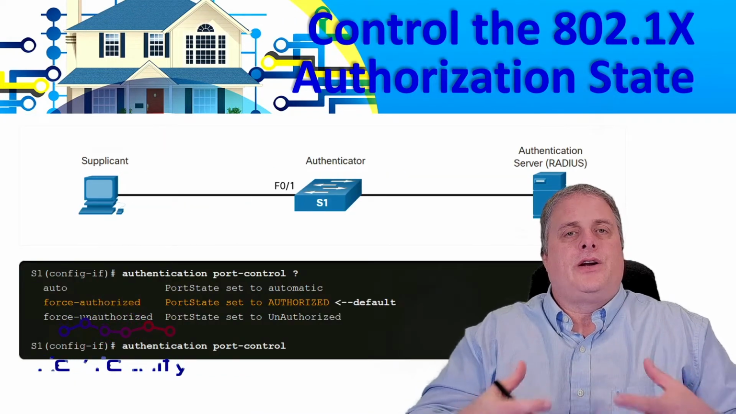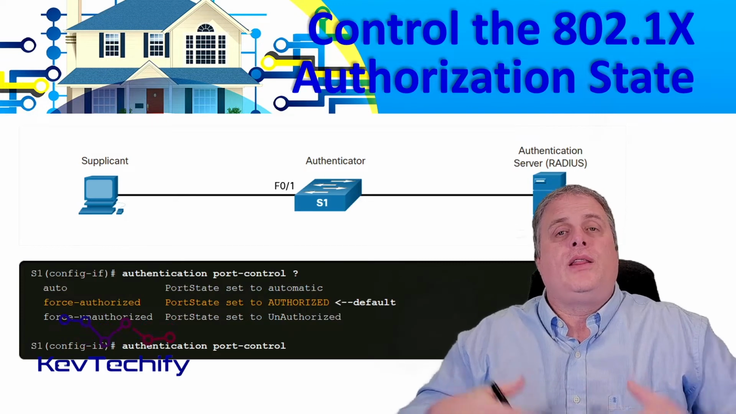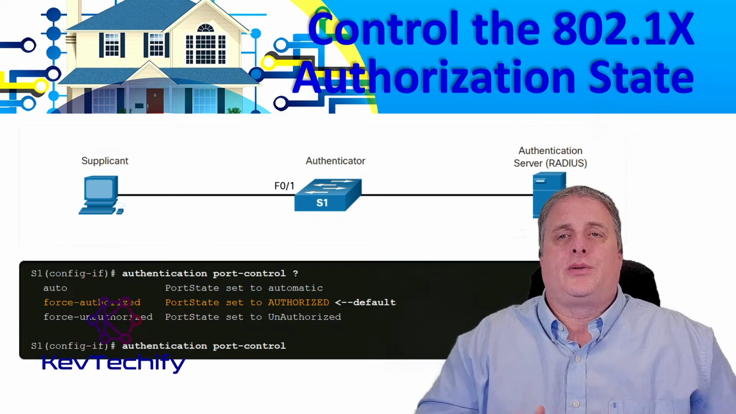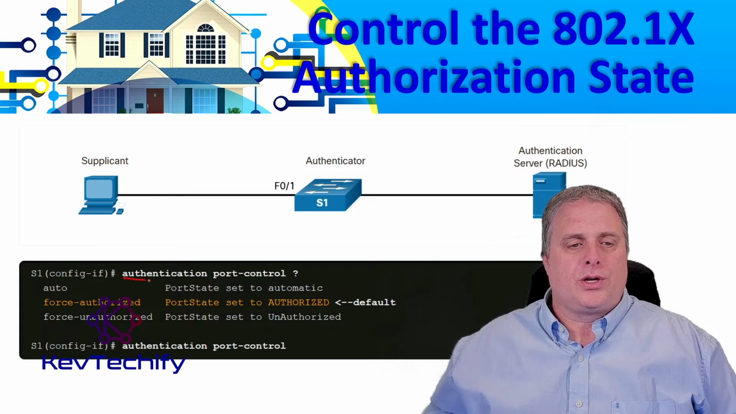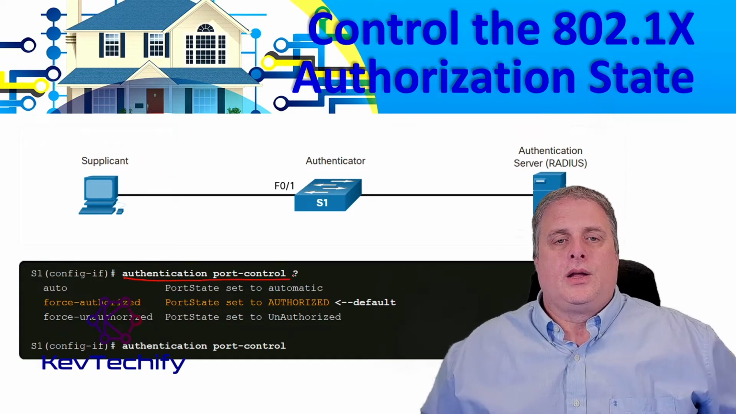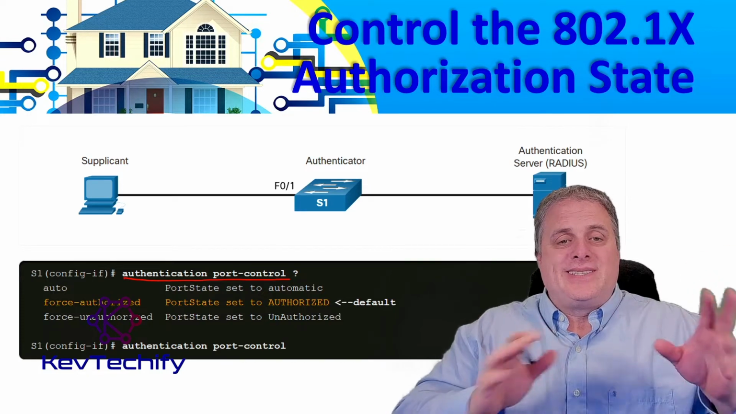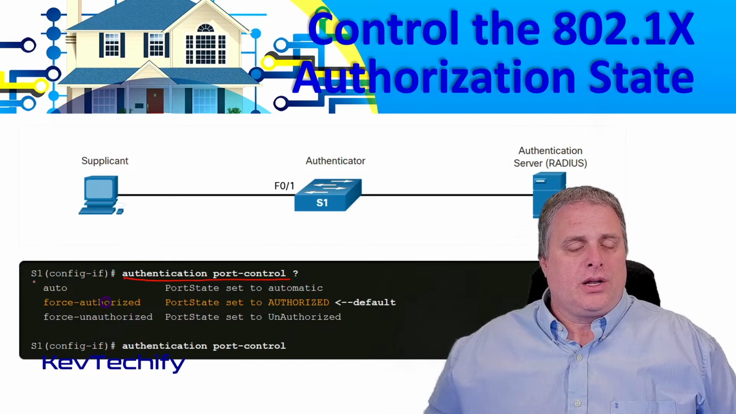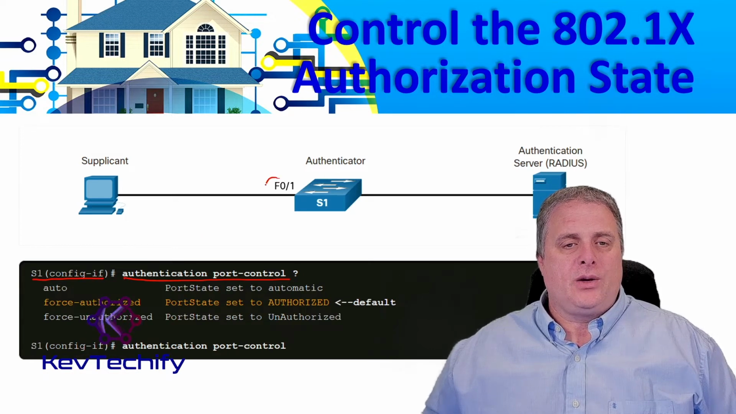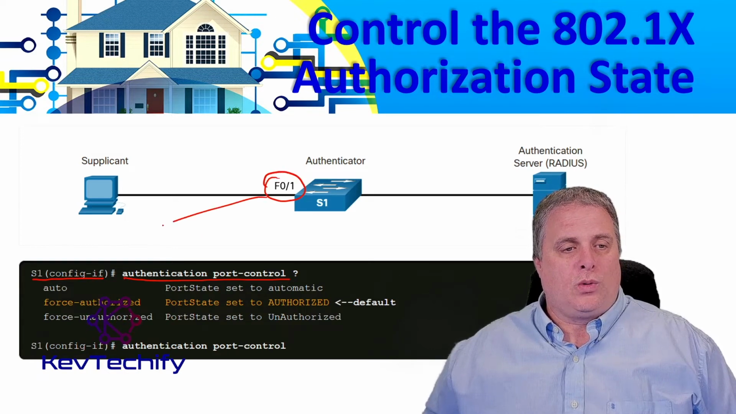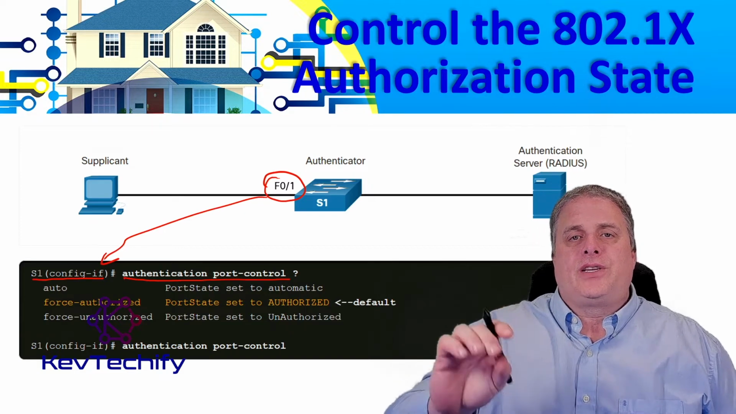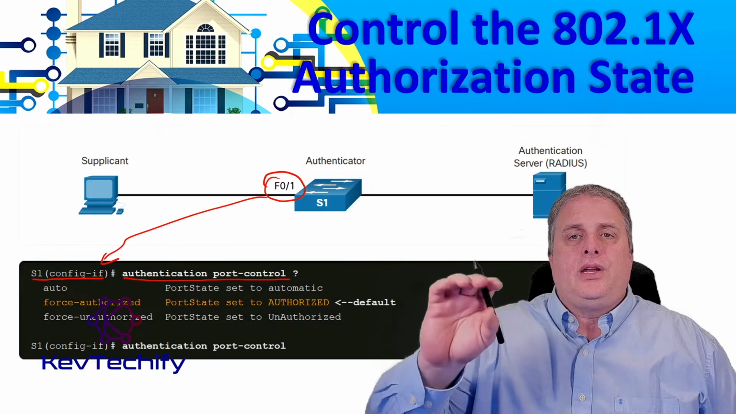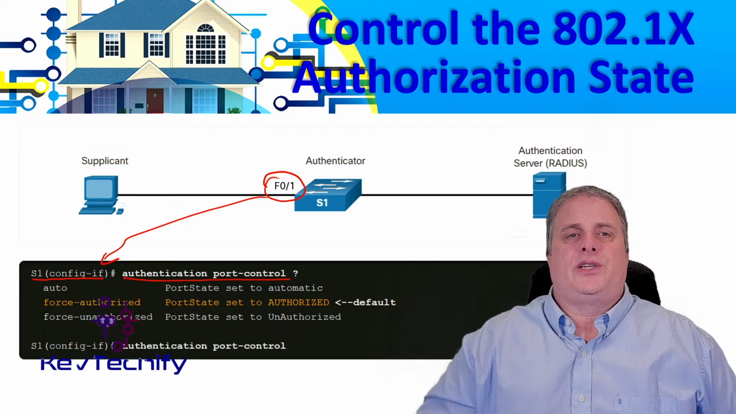It may be necessary to configure a switch port to override the 802.1X authentication process. To do this, we use the authentication port control command. Now, notice this is done on the interface. So look at our prompt here. We are in the configuration of an interface. Most likely we are in our FastEthernet 0/1. And this interface configuration command, we use this to control the port authorization.